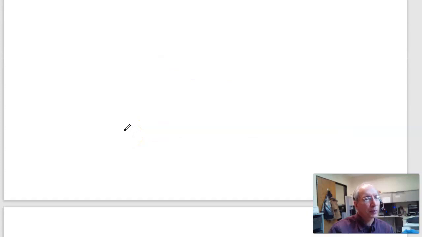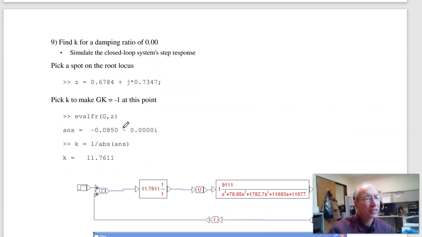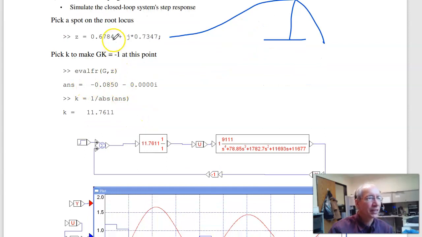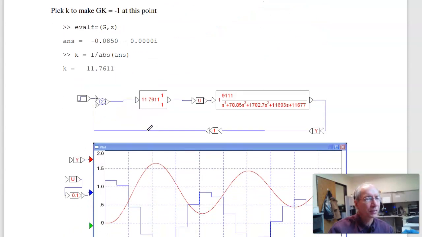The max k for stability is when you cross the j omega axis, or in the z-plane, cross the unit circle. The point that the root locus crosses the unit circle, here's your unit circle, was 0.67 plus j0.73. Just like before, any point on the root locus, g times k is minus 1. Find g of z at this point, pick k to make the gain 1, k is 11.76.